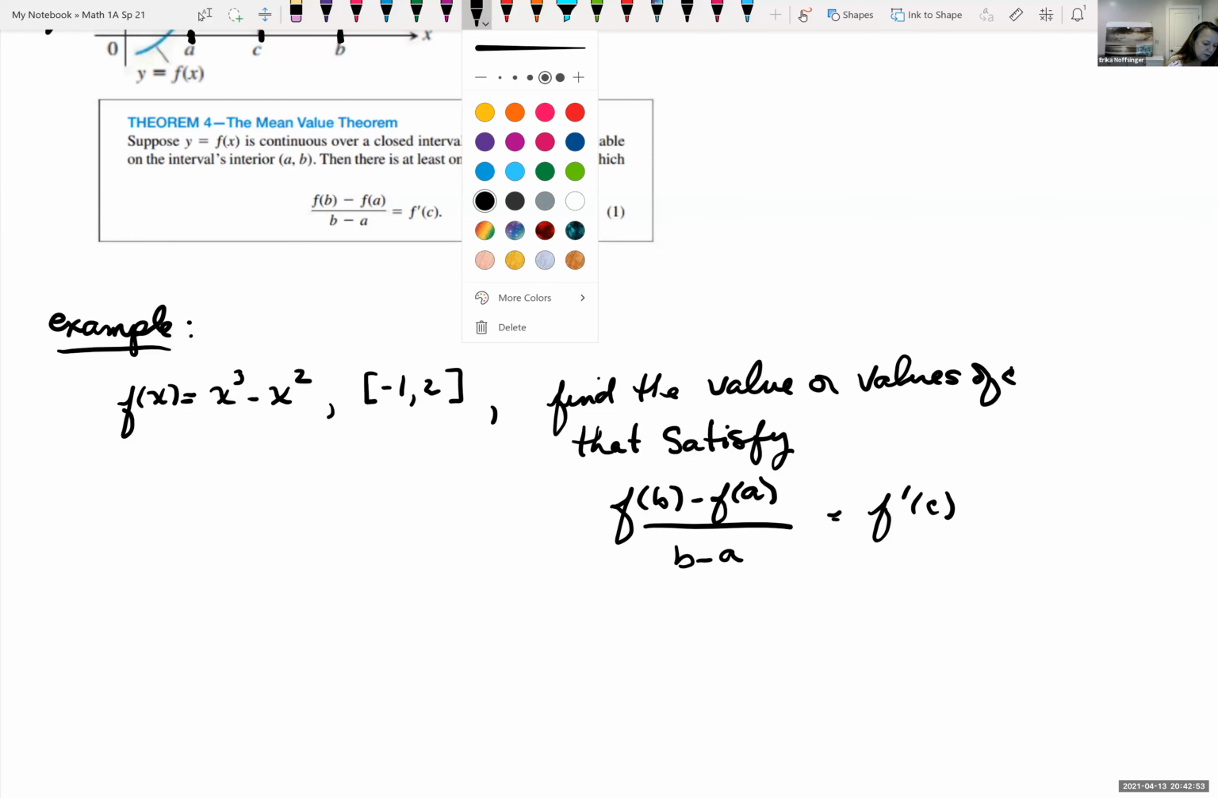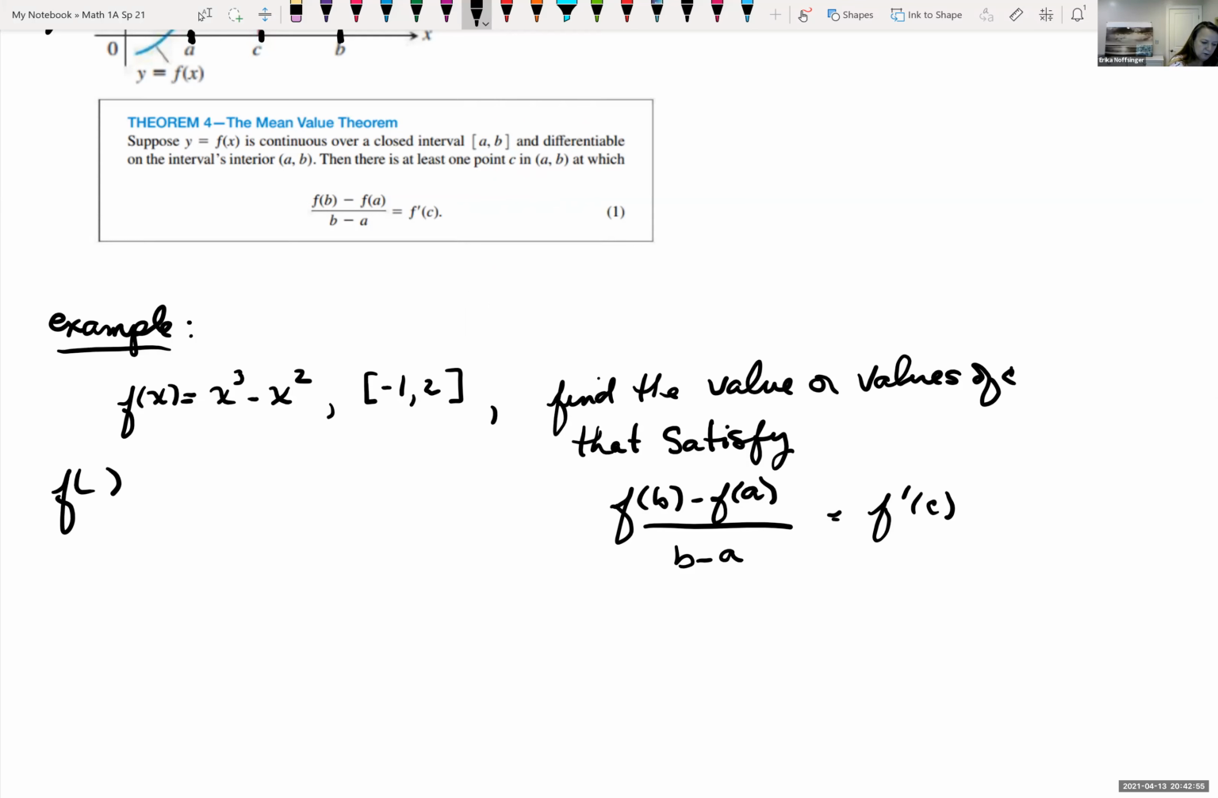And so we need to look at what is f of -1. So going back into our original function and plugging in -1 wherever we see an x. So (-1) cubed minus (-1) squared. (-1) cubed, that's just -1, minus (-1) quantity squared, that's +1. So I have -1 minus 1, which is -2. Okay, so I have a point: when x is -1, my y value is -2.